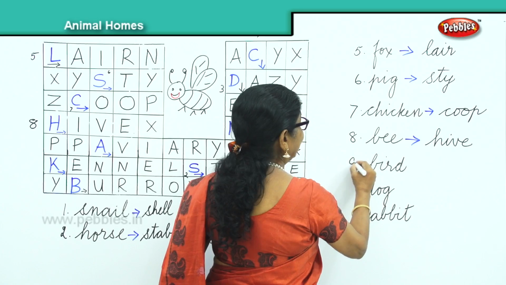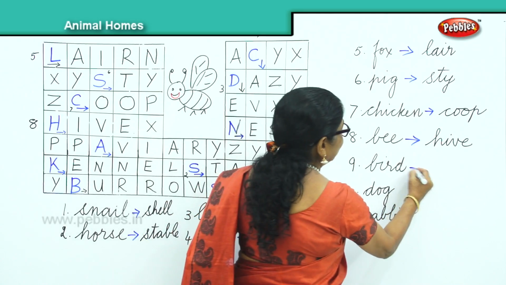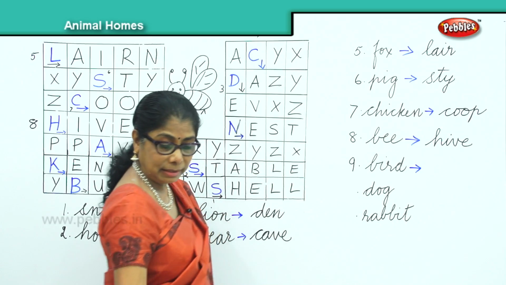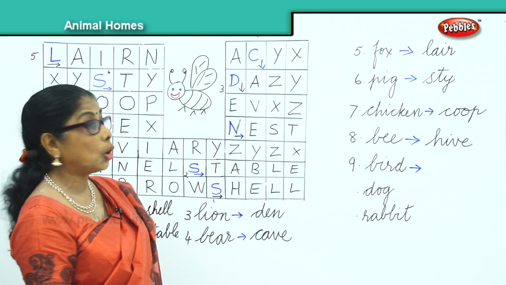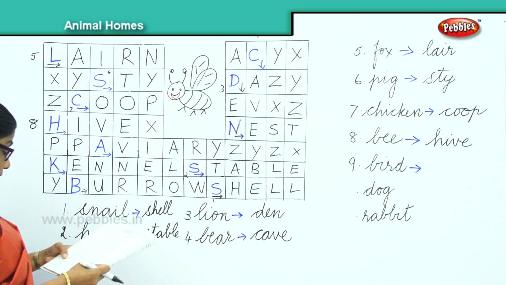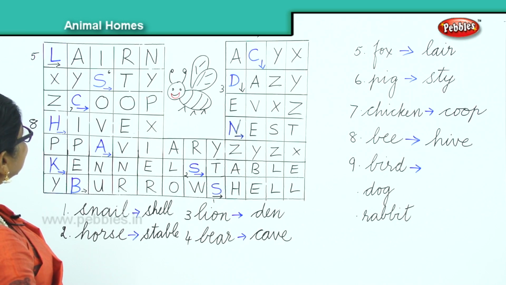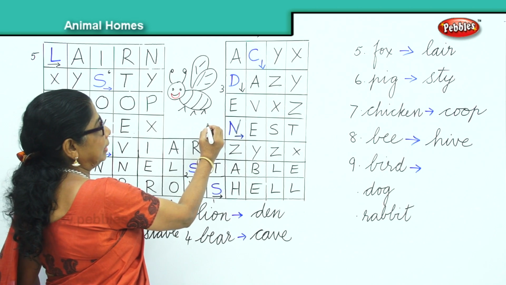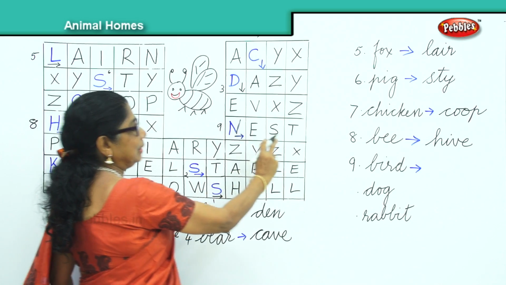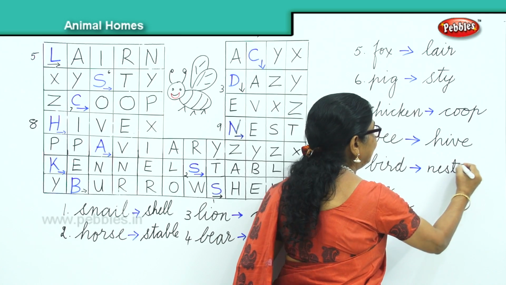Beehive. Then we have the bird. I told you in the beginning, the bird lives in a... Very good. Okay, so the 2 places we have to find. Now what about the bird? He lives in a nest. Where is the nest? The bird lives in a nest. Here you have number 9, N-E-S-T. Now that is the home the bird built.